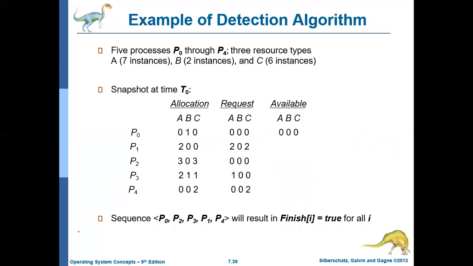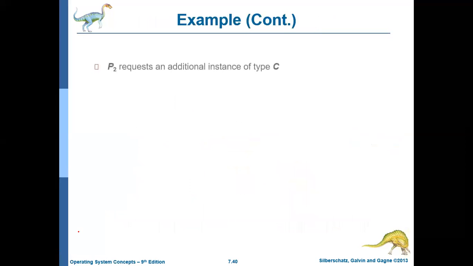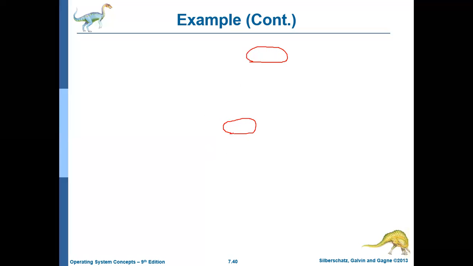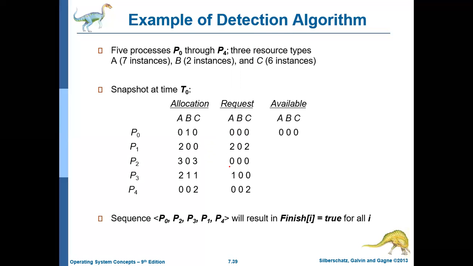Let us consider another scenario. Assume that P2 requests an additional instance of type C. That is, P2 becomes 001. No other changes. Previously P2 was 000. Now P2 becomes 001. You can see here, instead of 000, it becomes 001.